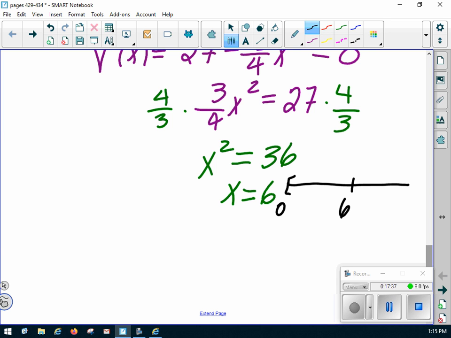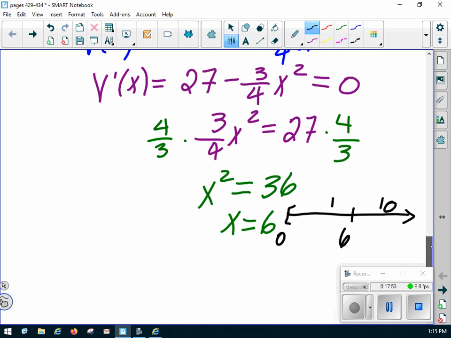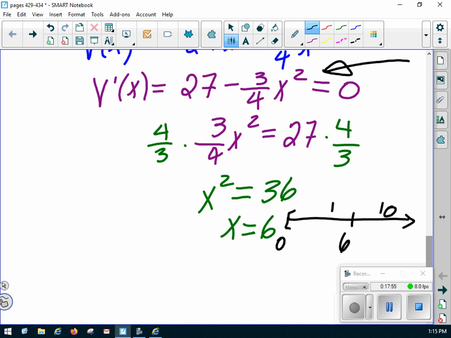Now, remember, this has to start at 0. You can do 1 and 10. I don't care as long as it's on either side of 6. Plug them back in here, because we want to know, is the derivative positive or negative? When x is 1, is this positive or negative? When x is 10? So we know that x equals 6 gives us a maximum.